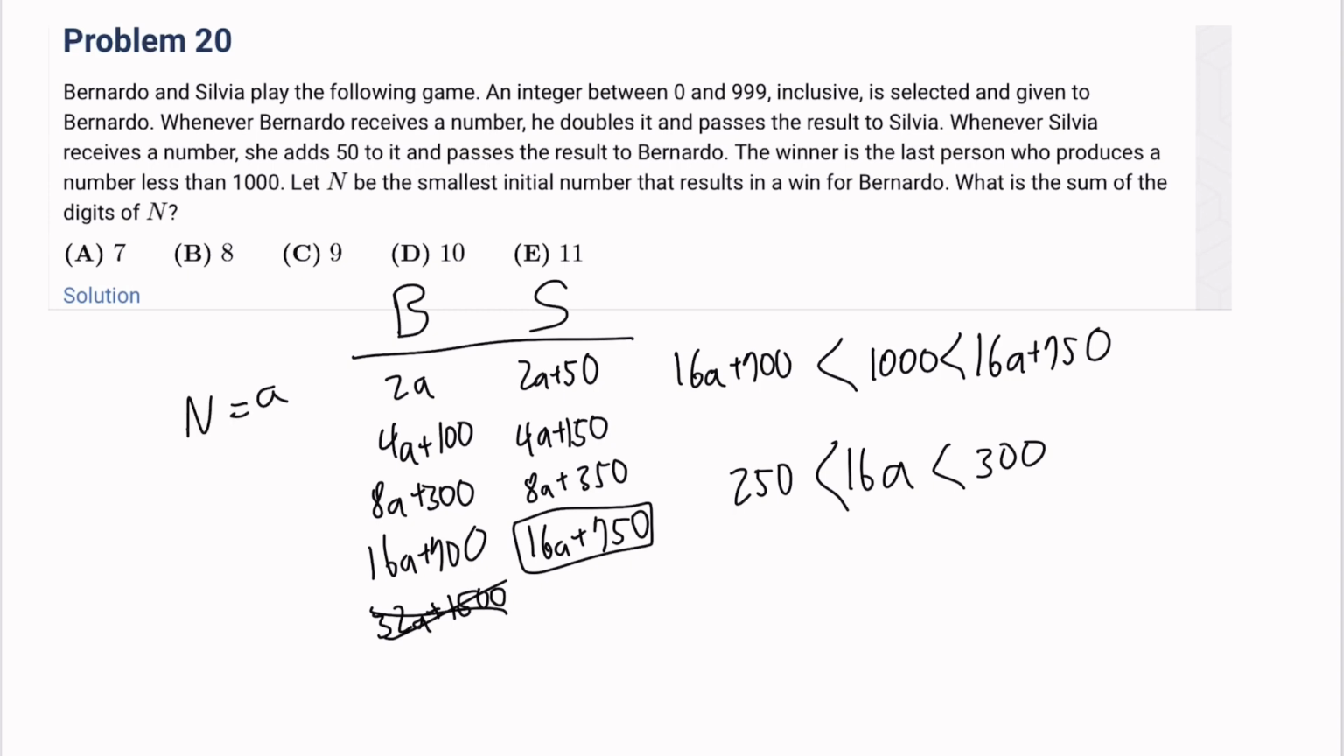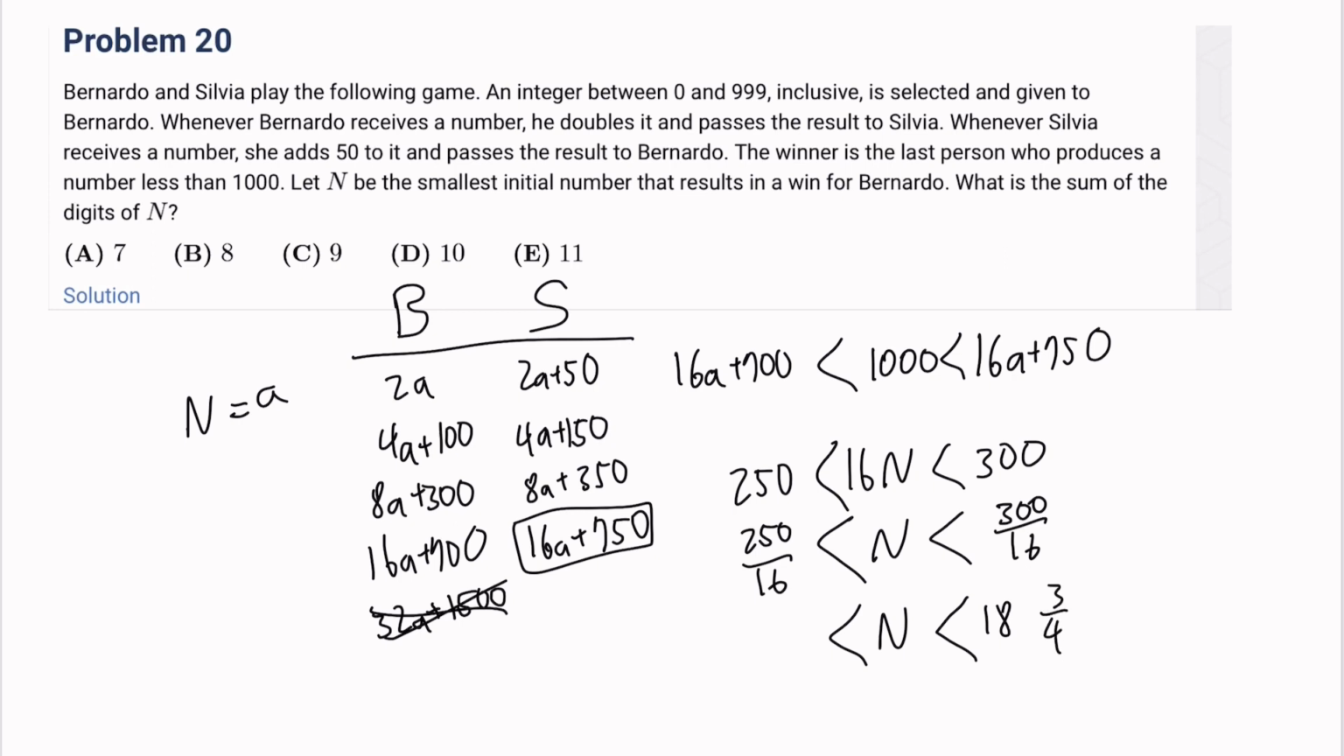So A is equal to n here, so let's just call it n now. What is the sum of the digits of n? So n would be less than 300 over 16, which is 18 and 3 over 4, and more than 250 over 16, which is 15 and 5 over 8. Since n is between these two, the smallest n would be 16, and so the answer would be 7, which is A.